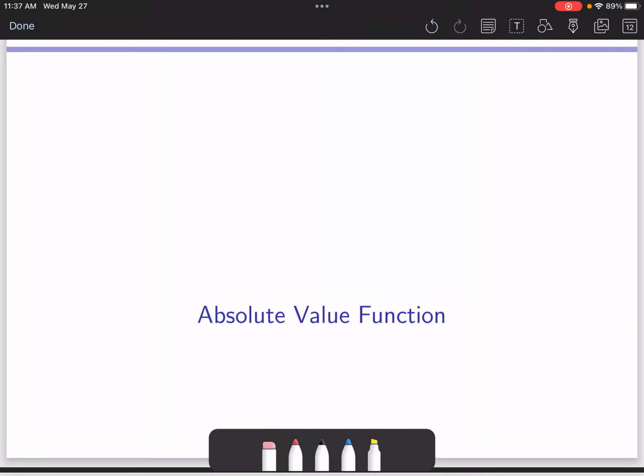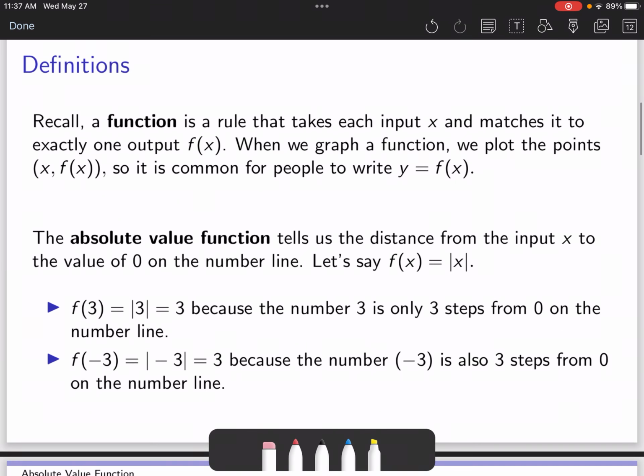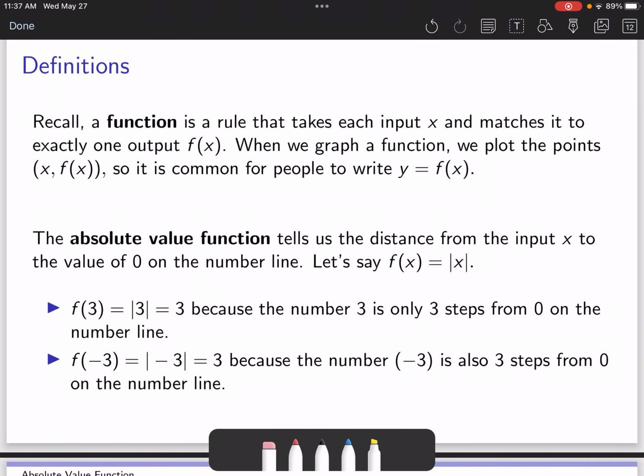In this lesson, we are going to talk about the absolute value function. First, recall that a function is a rule that takes each input x and matches it to exactly one output, which we call f at x. That's function notation. We're saying that f is the function that takes the input x to the output f at x. When we graph a function, we plot the points f at x, so it's common for people to write y equals f at x.